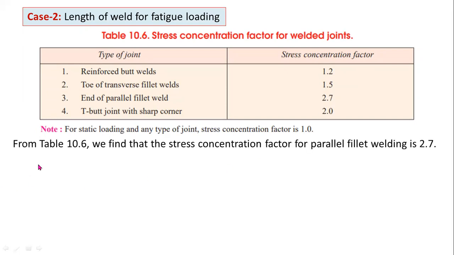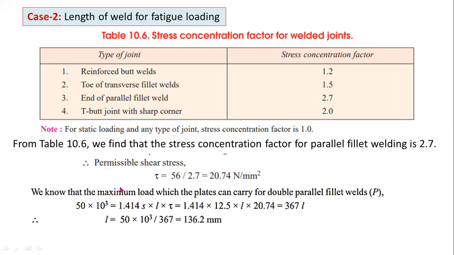From table 10.6, we find that the stress concentration factor for parallel fillet welding is 2.7. Already we know the formula for permissible shear stress. Permissible shear stress, tau, equal to stress divided by the stress concentration factor. So tau equal to 20.74 newton per mm square.